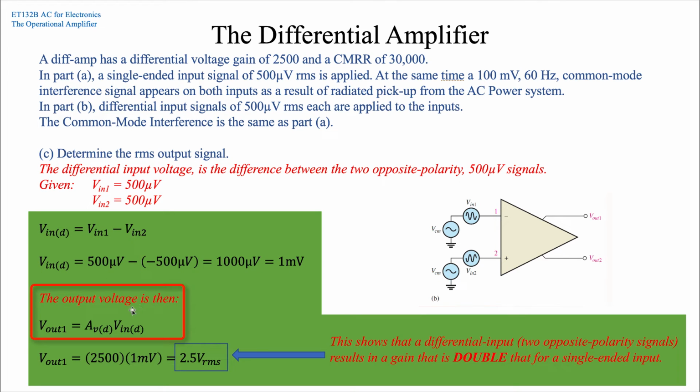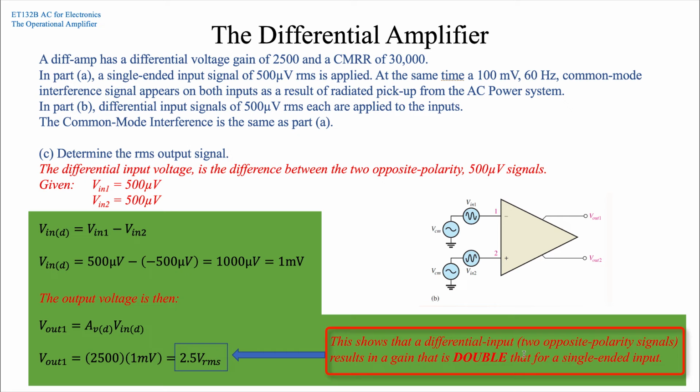The output voltage, V_out1, then is the differential gain times the differential input voltage. So we just solved for the differential input voltage, 1 millivolt. We're going to multiply that times the 2500 that was given to us, and we get 2.5 volts RMS. So this shows that a differential input, two opposite polarity signals, results in a gain that is double that for a single-ended input.